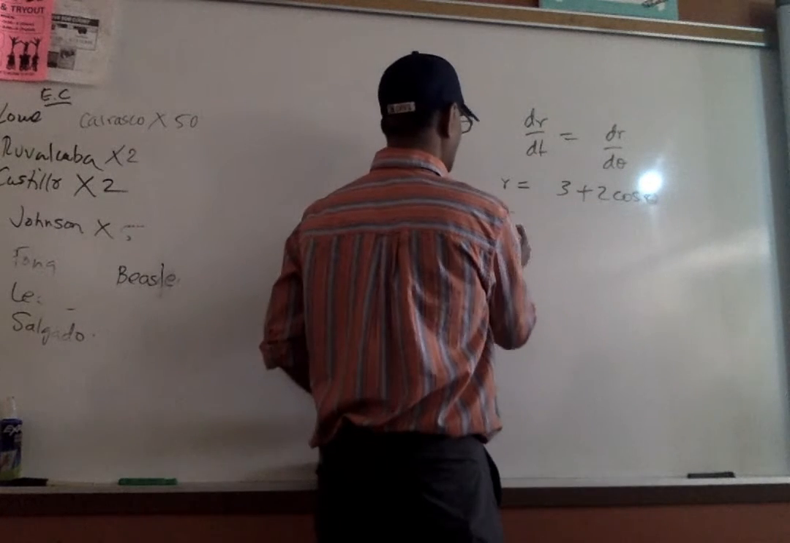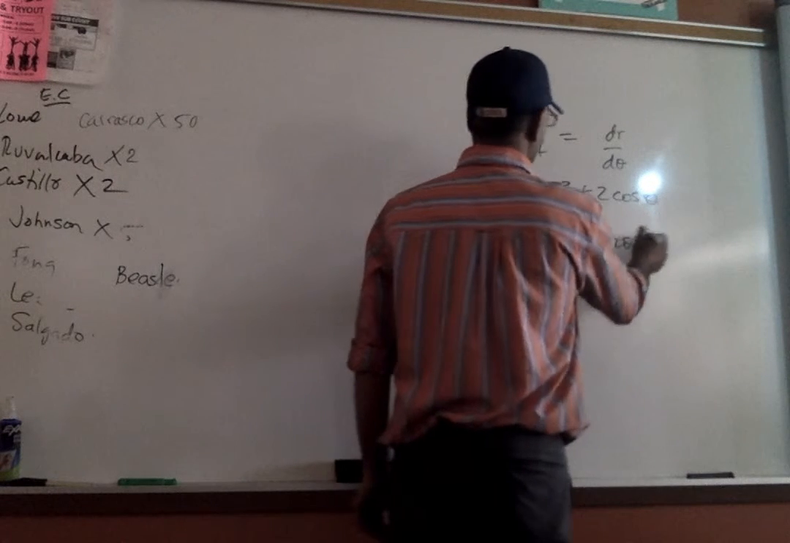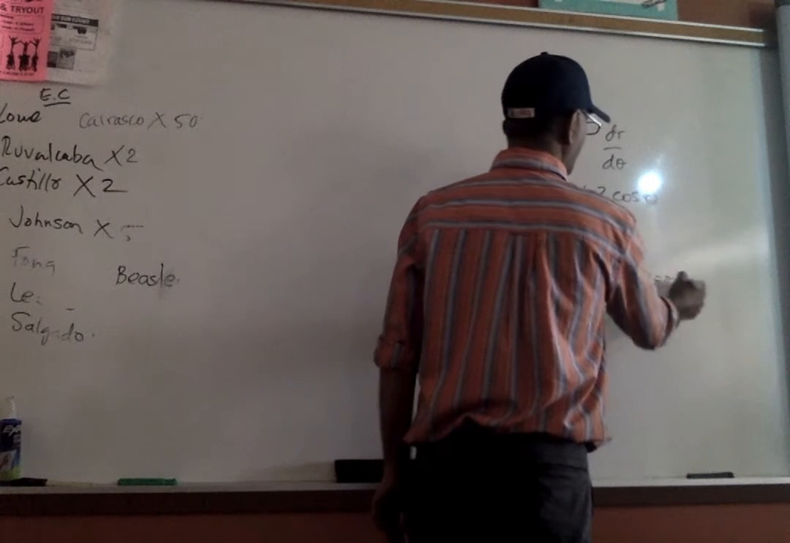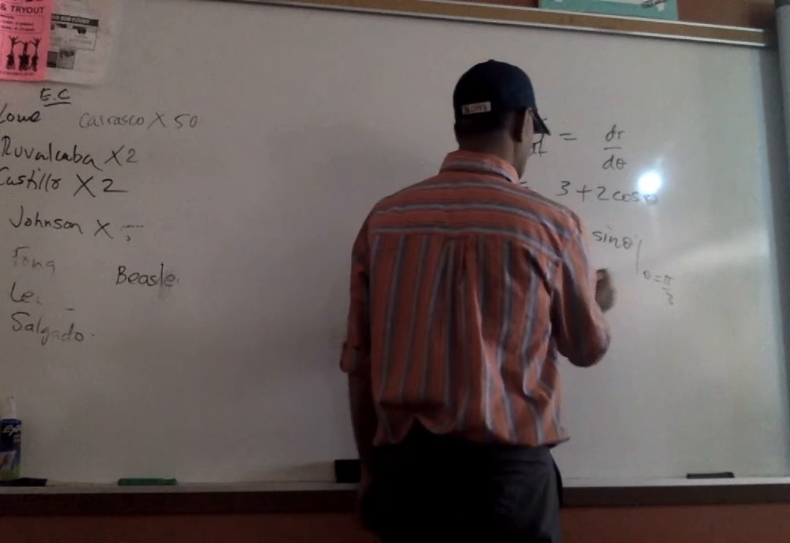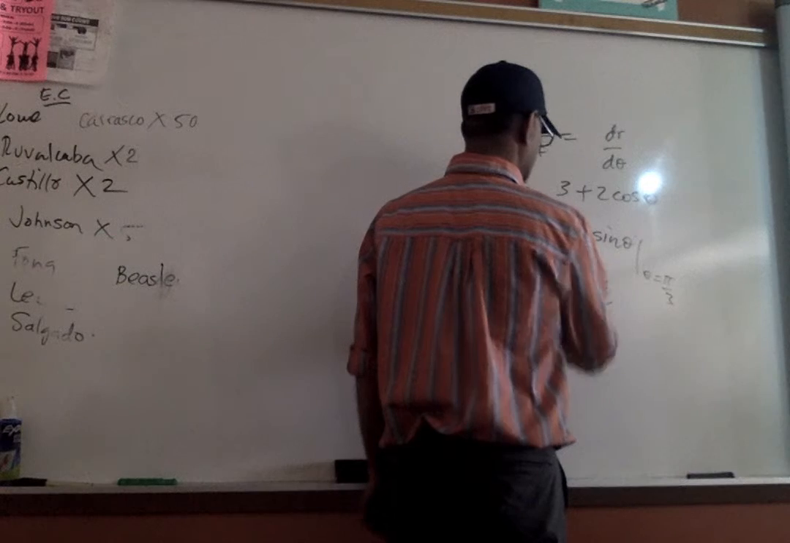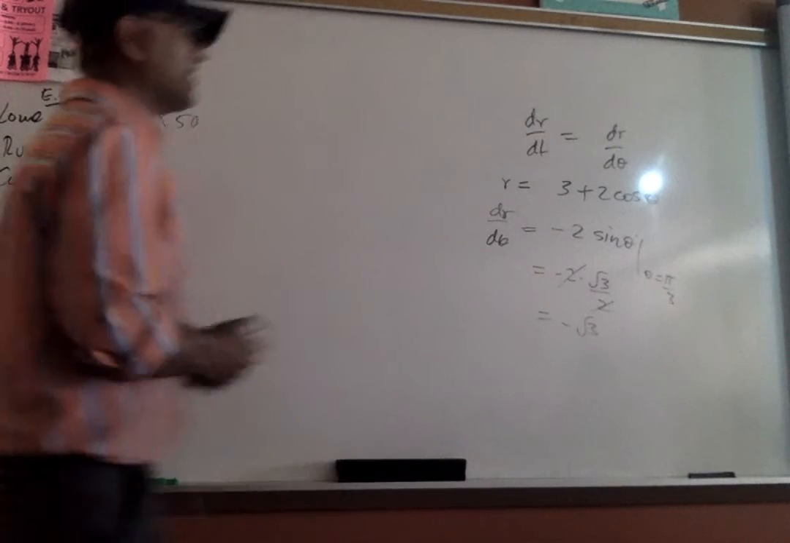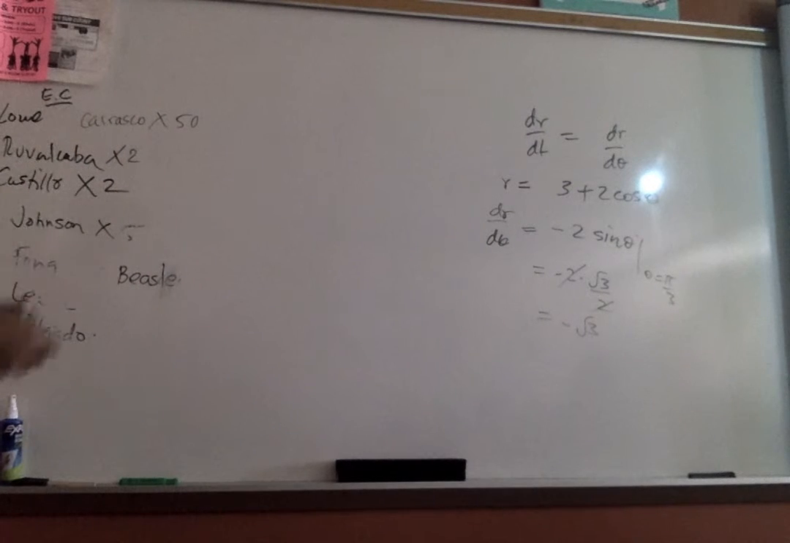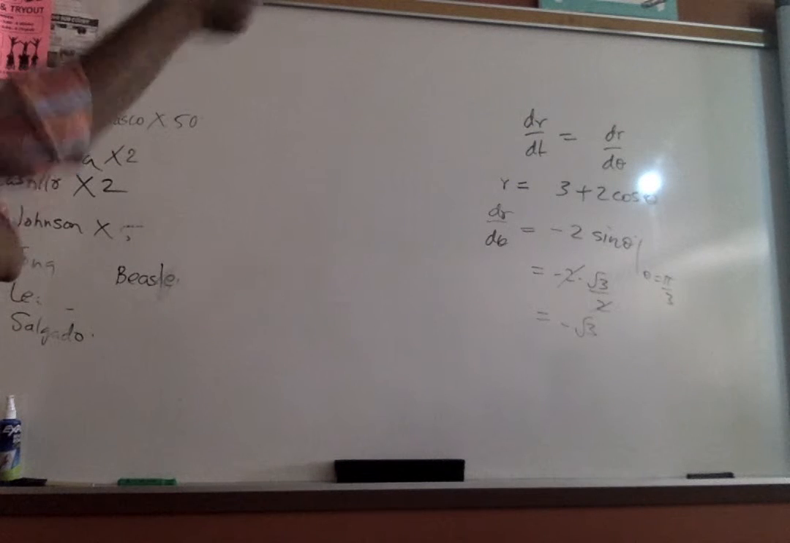So dr over d theta is simply negative 2 sine theta, with theta being pi over 3. Now pi over 3 is 60 degrees. Sine of 60 is radical 3 over 2. So negative 2 times radical 3 over 2, so it's negative radical 3. Why is that important? The question says interpret. Who has good concepts and will tell me, before we interpret, what are we going to interpret? Can I just say it's decreasing?